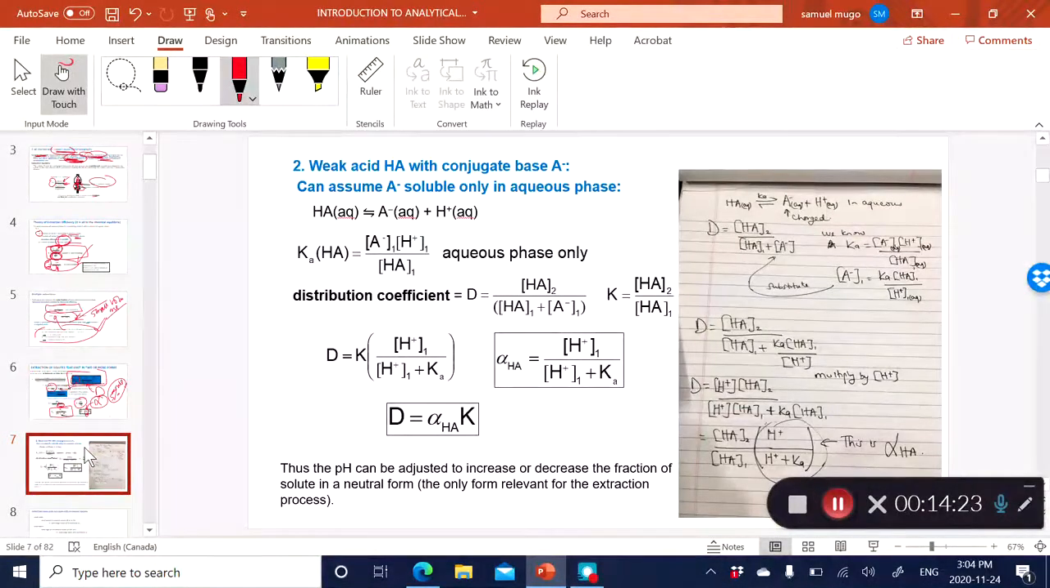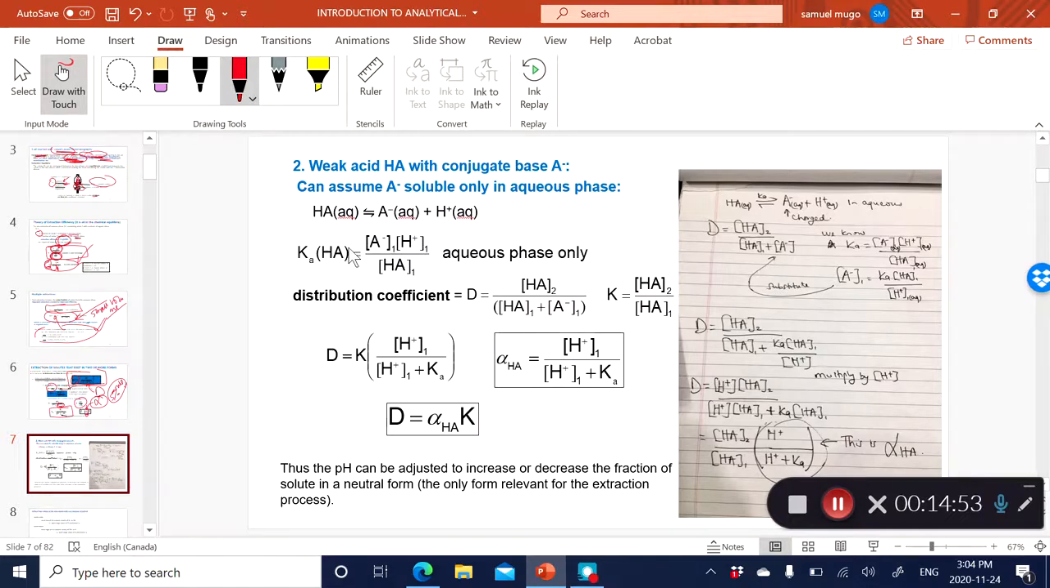Let me give you an example of a weak acid. A weak acid undergoes hydrolysis. That one is fairly familiar. The equilibrium expression is equal to the concentration of the products divided by the concentration of the reactants. The distribution coefficient would be equal to whatever is in the organic phase, which is the HA. It has to be neutral, divided by the HA, which is in the aqueous phase.